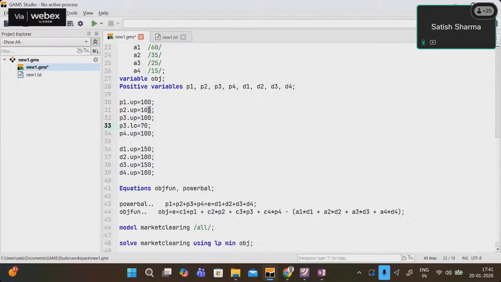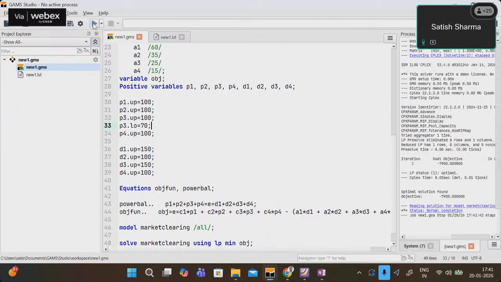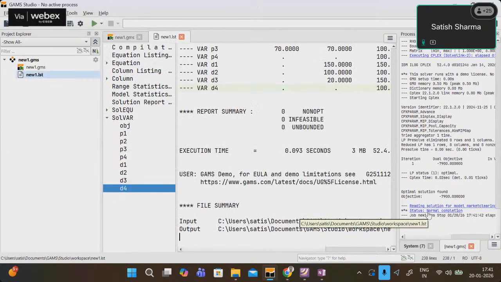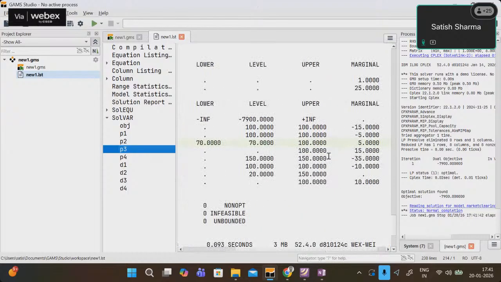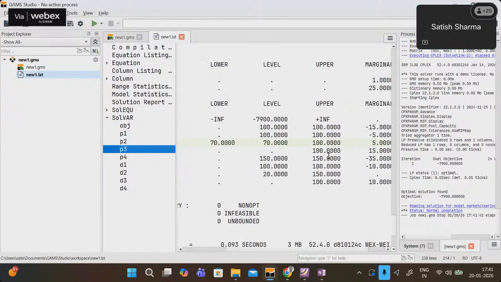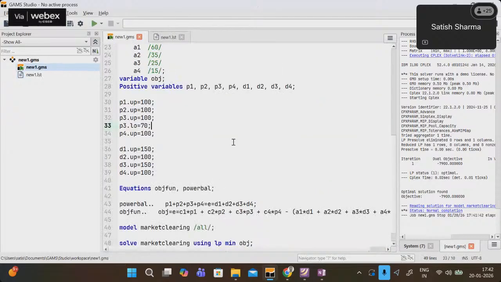So these are the limits and the actual level is 50. Now if I change the lower limit to 70, it can only produce a minimum of 70, and our market clearing is giving us an answer of how much? 50. So then the solution should not be feasible. Let's see. I don't know what the solution will be. The report is normal completion. I will click it, and the LST file will be open, and the P3 solution is basically 70 now. So it is possible. That is the important thing.